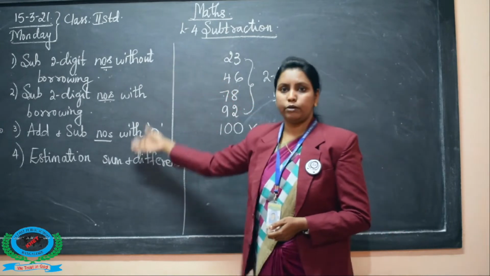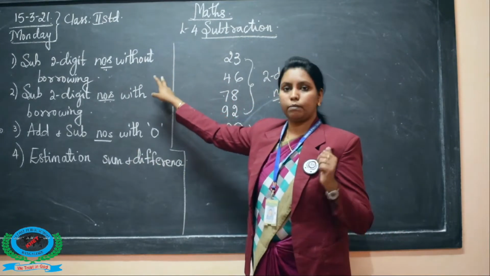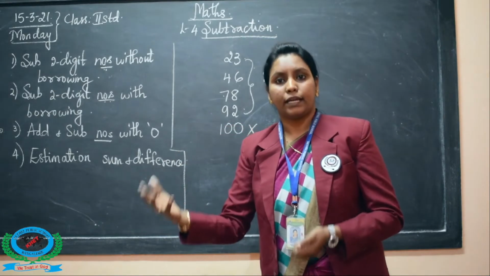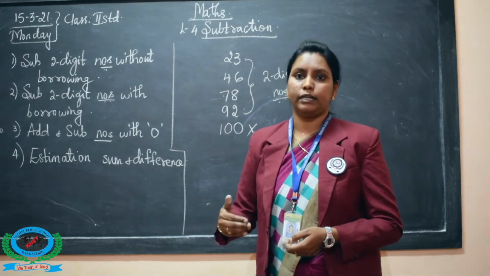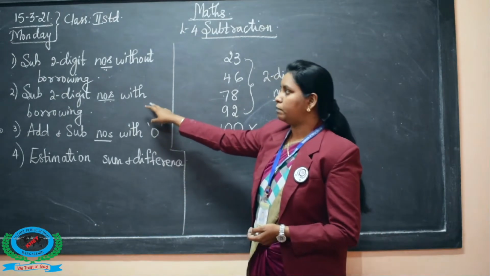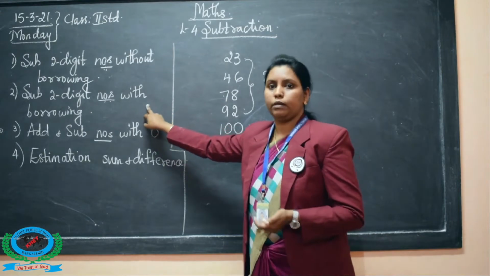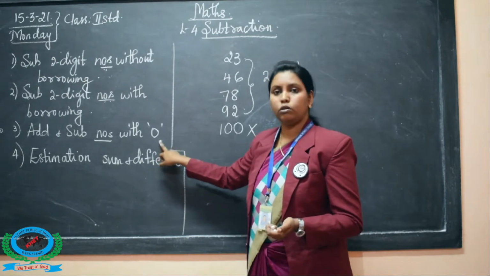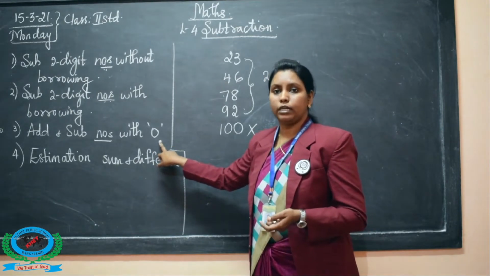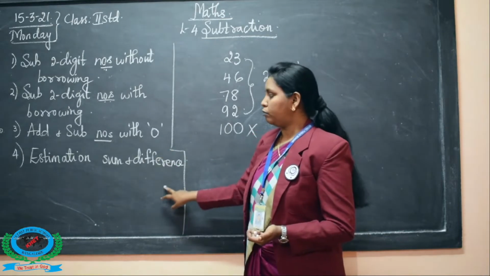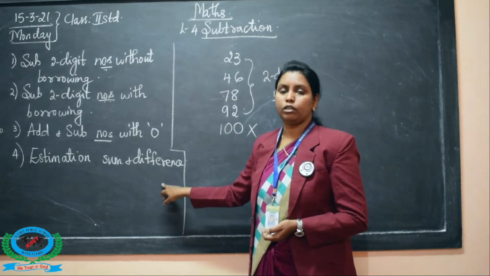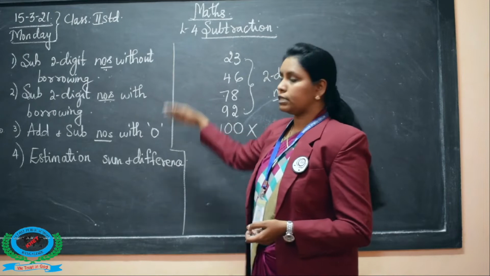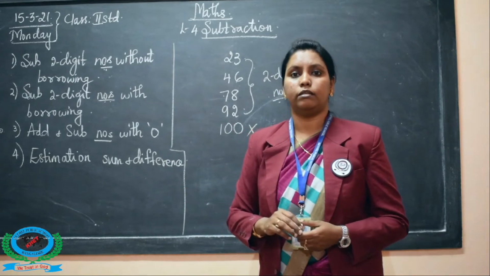So, here we have the subunits. Okay. So, what are the subunits here? Subtracting 2-digit numbers without borrowing, without taking any number from the partner. Okay. And the second one is subtracting 2-digit numbers with borrowing. And third one is addition and subtraction with reference to 0. So, what is the role of 0 in addition and subtraction? And the fourth one is the estimation, to find out the estimated sum and difference of the number. So, all these subunits we will be studying in a detailed manner.